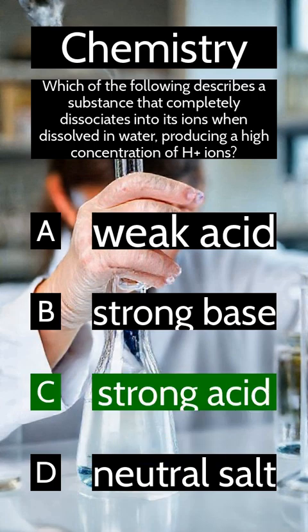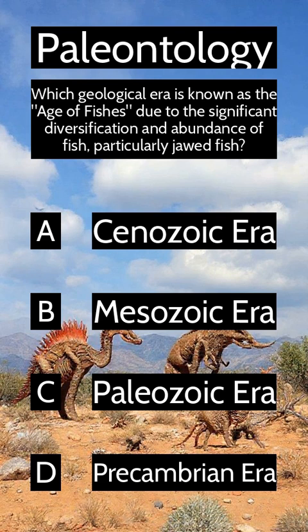Answer C. Strong acid. Which geological era is known as the Age of Fishes, due to the significant diversification and abundance of fish, particularly jawed fish? Answer C. Paleozoic era.